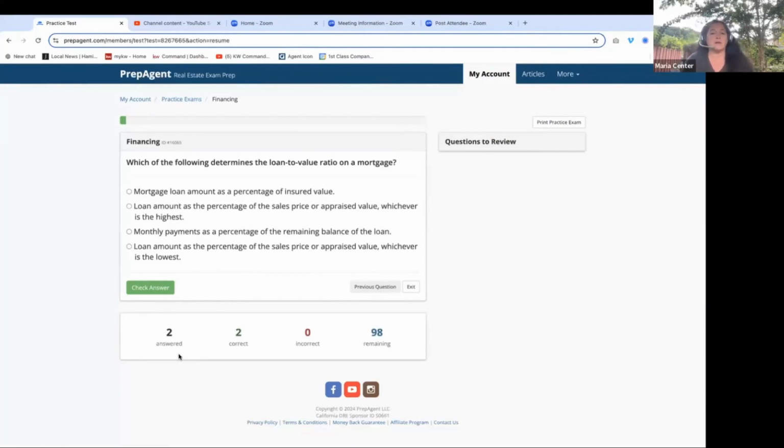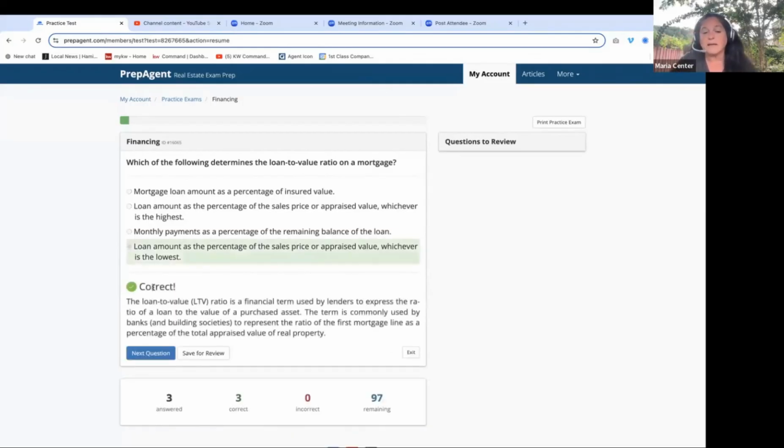So think about this one. We're trying to determine the loan to value ratio on a mortgage. The loan amount as a percentage of the sales price or appraised value, whichever is highest or whichever is lowest. What would the lender use to determine the loan to value ratio here? And it's going to be D.